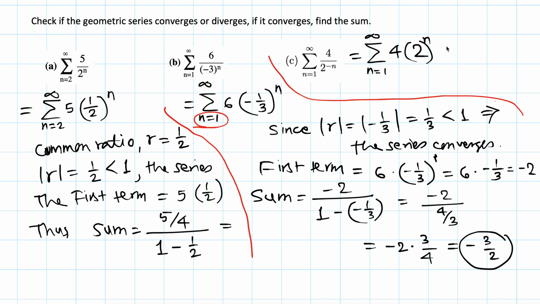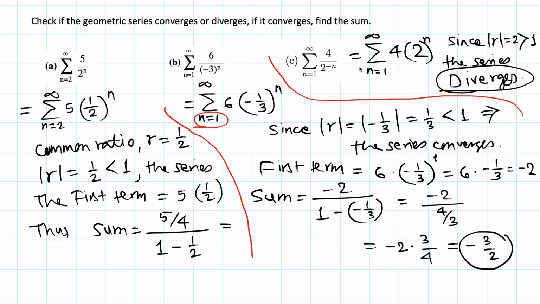Since the absolute value of r, the absolute value of positive 2, which is still 2, is bigger than 1, the series diverges and there is no sum. Okay, final.